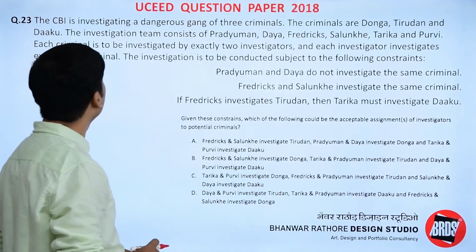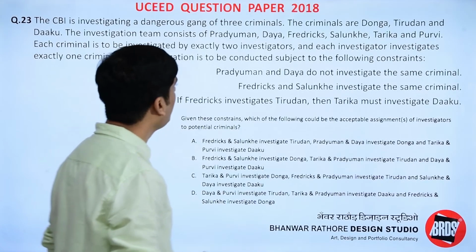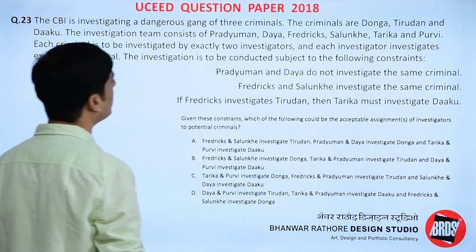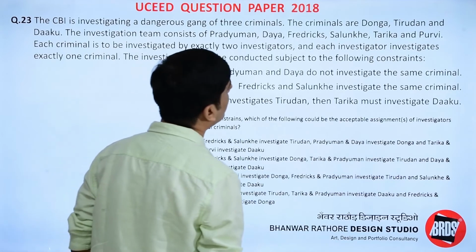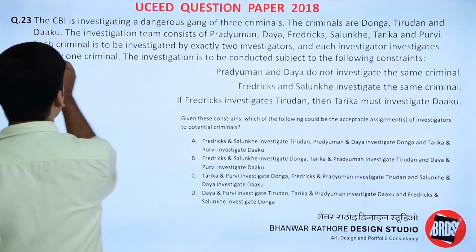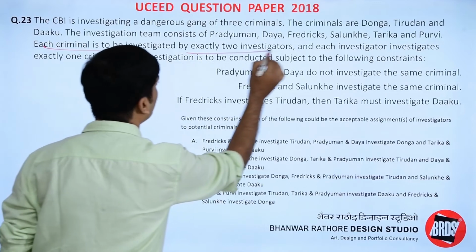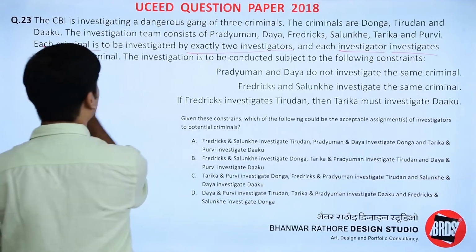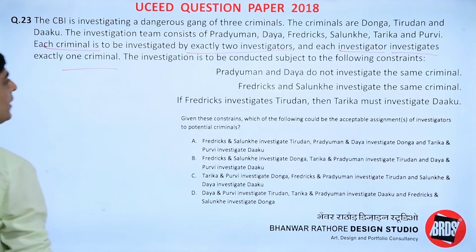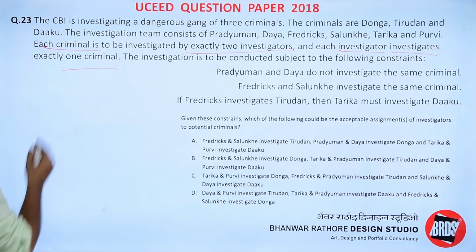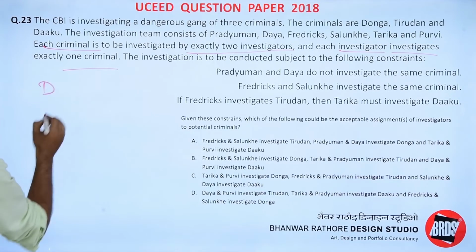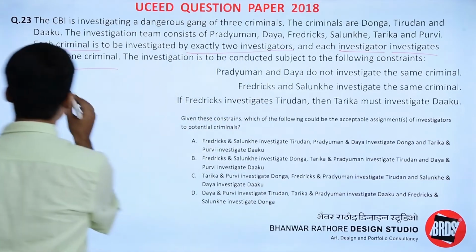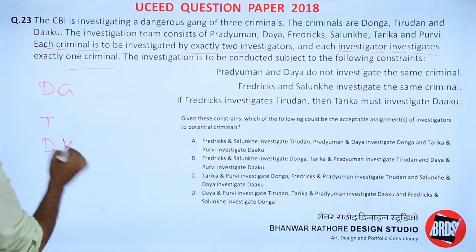The CBI is investigating a dangerous gang of 3 criminals. The criminals are Donga, Tridwan and Daku. The investigation team consists of Pradyuman, Daya, Fredericks, Salunkhe, Tarika and Purvi. Each criminal is to be investigated by exactly 2 investigators, and each investigator investigates exactly 1 criminal. The investigation is to be conducted subject to the following constraints. There are 3 criminals, D, T and D. These 2 D are similar, so we will write Donga as DG and Daku as DK.